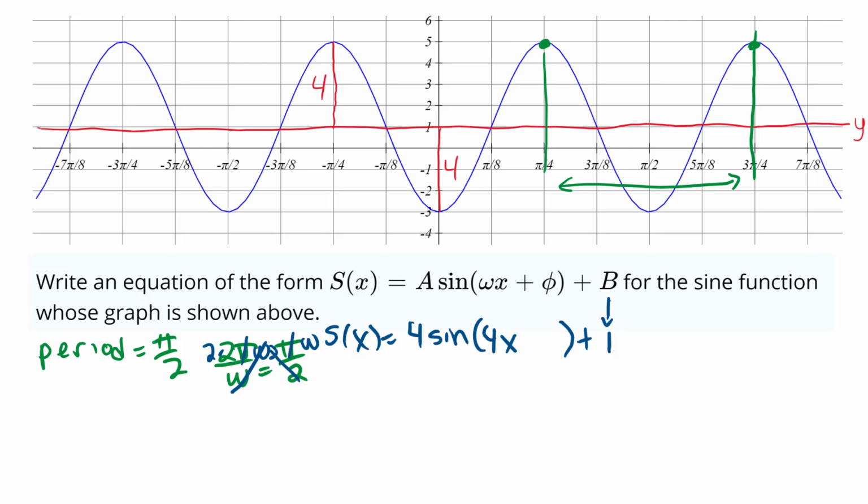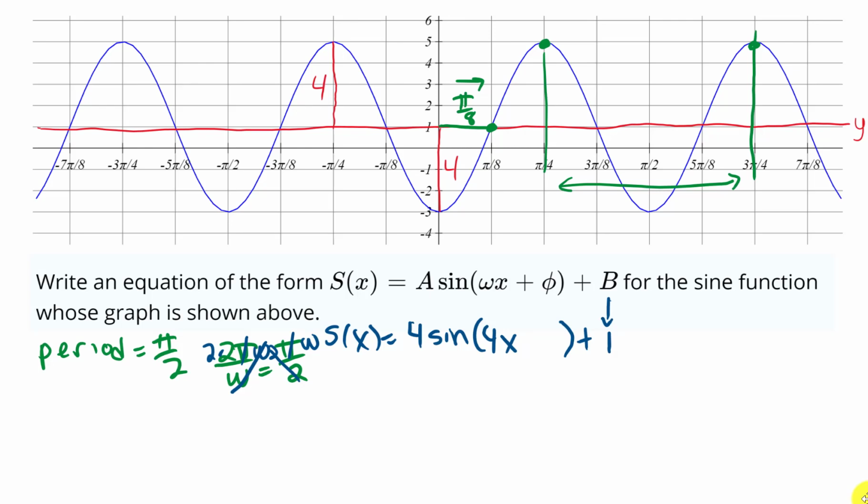So omega is 4. Now we're going to figure out what phi, the phase angle, is by looking for the phase shift. This is a sine graph, and normally the sine graph at 0 or at the baseline is 0. But this is moved over and it crosses the baseline right there, and that looks like that's over by pi eighths. So it is shifted to the right by pi eighths.